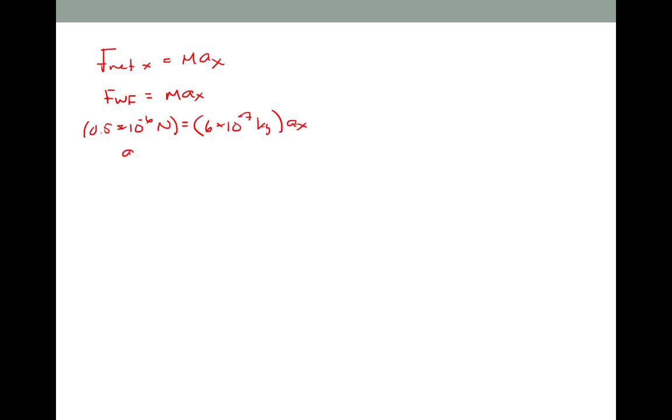So in the x direction, F net x equals m a x. In the x direction, we only have one force, and that was from the wind or the breeze. I called it W for wind, and that has to equal m a x. That force was 0.5 times 10 to the minus 6 newtons. The mass of the flea was given as 6 times 10 to the minus 7 kilograms. Dividing that out, we get a horizontal acceleration of 0.83 meters per second squared.